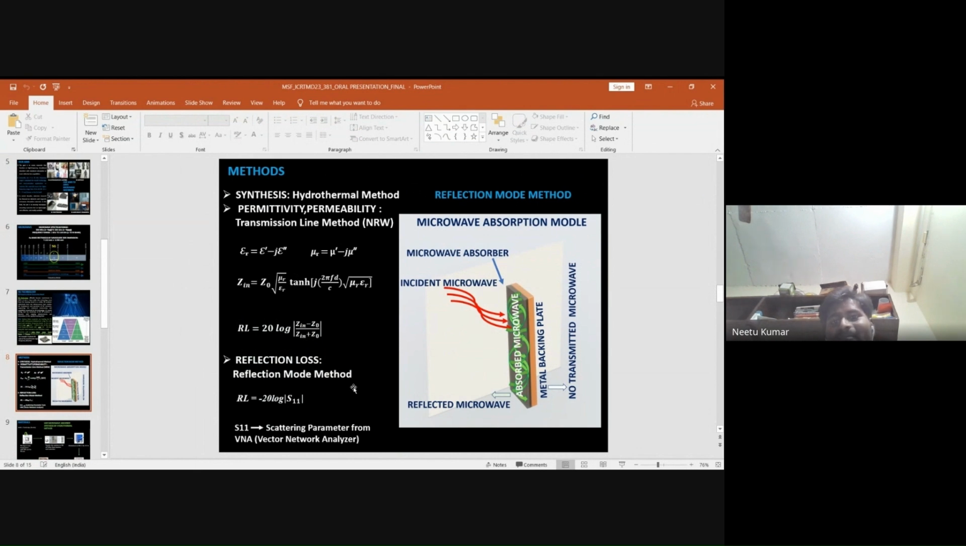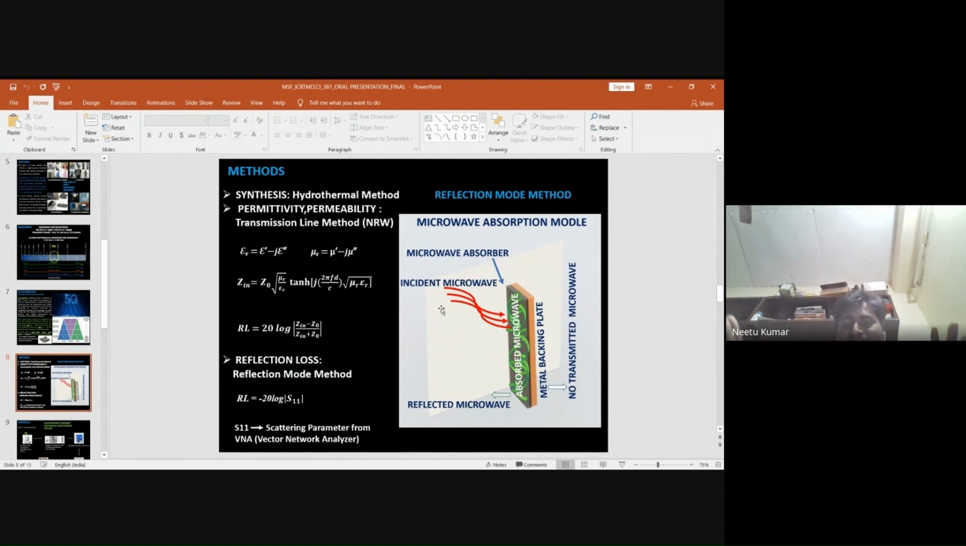This is a direct measurement of reflection loss, and this is our model for working on microwave absorption material. This material is black in color, and this is a metal backing plate. Incident microwaves interact with the material, and after that a very small amount of reflected microwaves remain, because the material allows the microwaves to be absorbed.